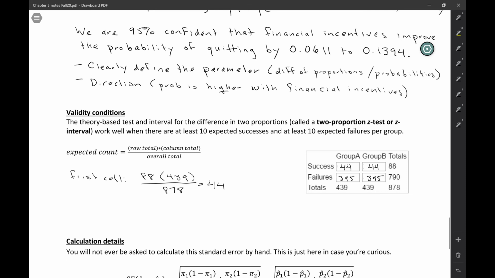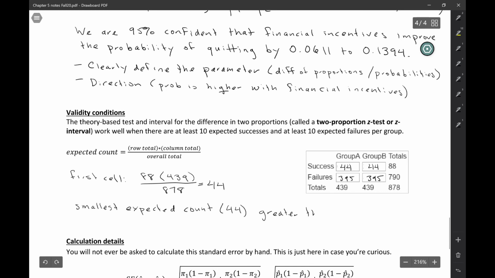So here we see that our smallest expected count is 44, and we actually could have figured that out without even calculating them all. We could just look at the smallest row and the smallest column and put them together. So our smallest expected count was 44, which is still greater than 10. That's our cutoff. So here we would say that our sample size is large enough for a theory-based test.